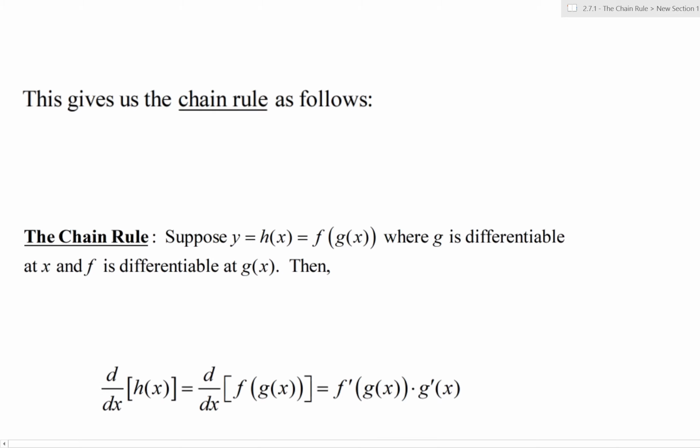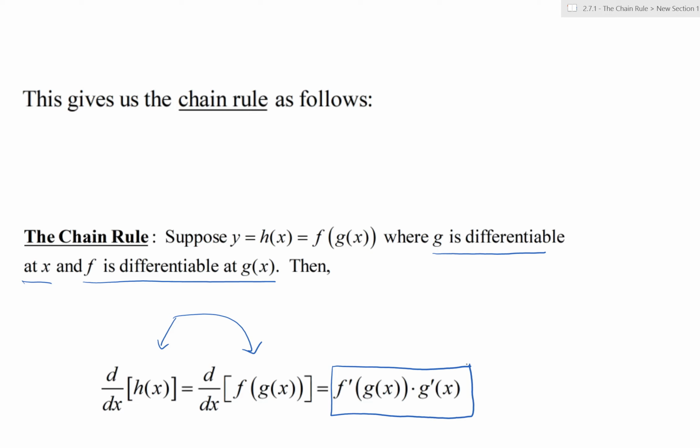So the chain rule, very, very important rule in our calculus discussion. If we suppose that h of x is equal to f of g of x, and g is differentiable at x, and f is differentiable at g of x, then the derivative of this composite function, h of x, is, as we just established, f prime of g of x times g prime of x. That is our chain rule. It gives us the general derivative of a composite function.